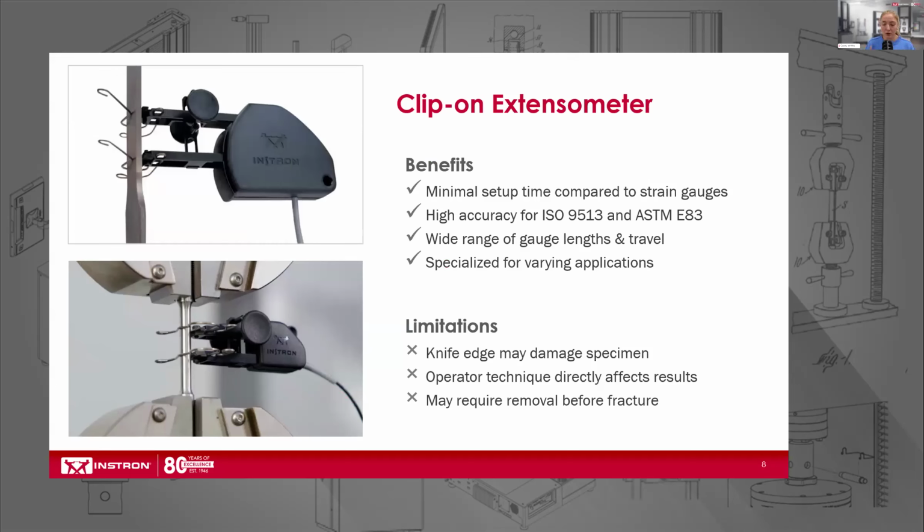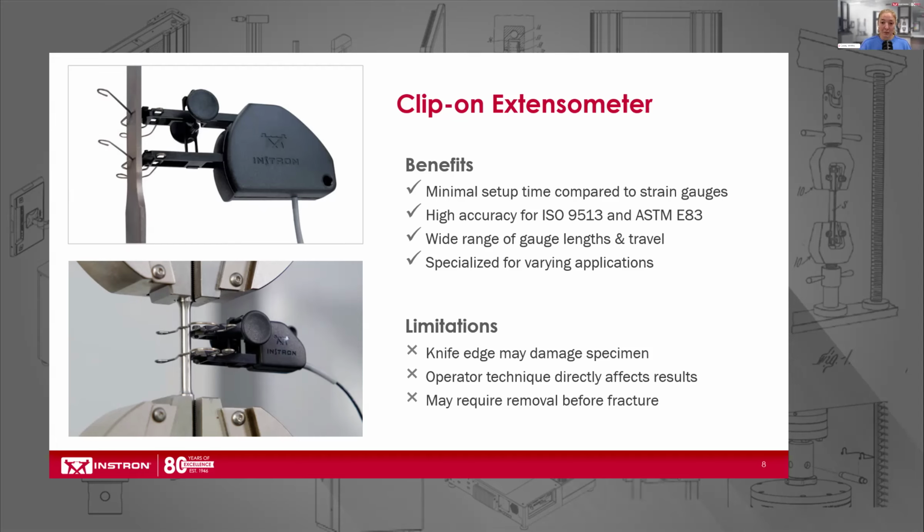Following the evolution of this technology, the next step up from a consumable gauge would be a clip-on. Clip-on extensometers are reusable mechanical devices that clamp onto a specimen at a fixed gauge length. They have two knife edges that contact the surface of your specimen, and as that specimen deforms, that movement is translated to a strain gauge or LVDT sensor inside of that extensometer body.